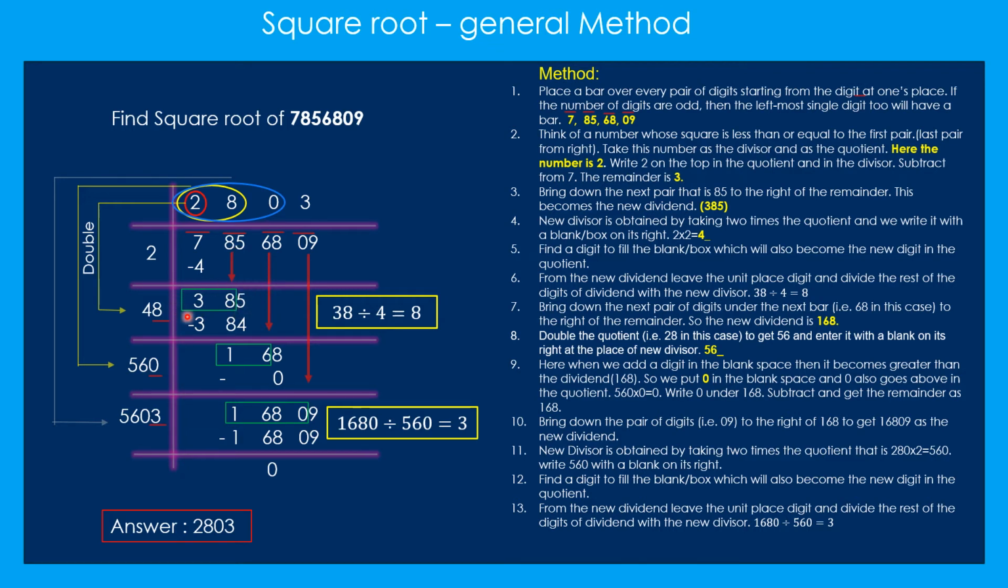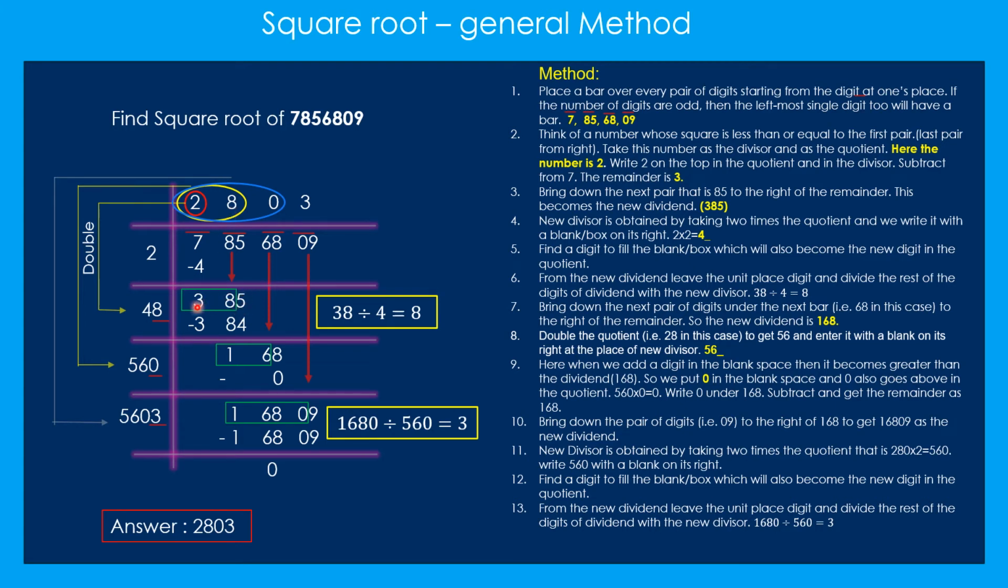So 385 is your new dividend. So the new divisor is found by you just double the quotient. So 2 times 2 is 4. Double the quotient, write down here 4, and in front of 4 you just draw a blank space. So in order to fill the number to the blank space, which will also be added to the top of the quotient, what you do is you leave the unit digit of the dividend.